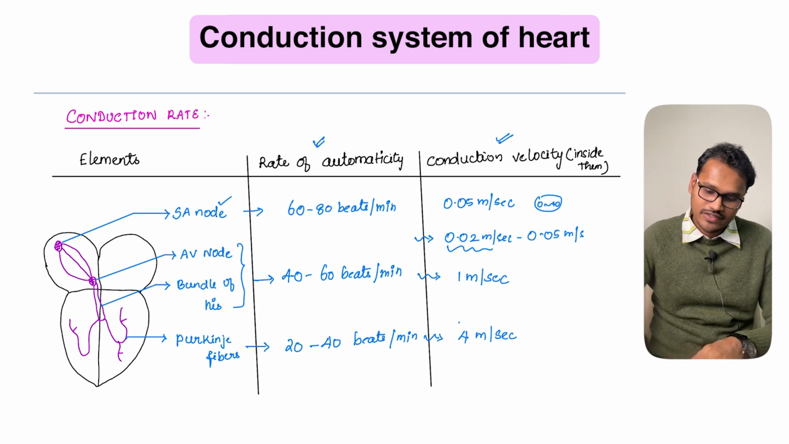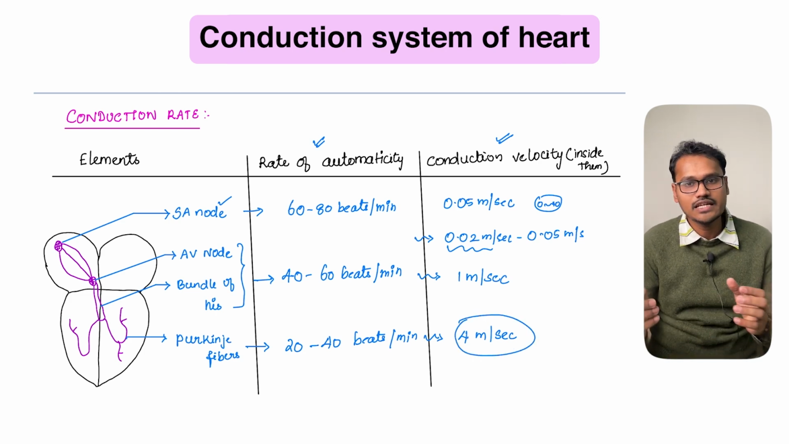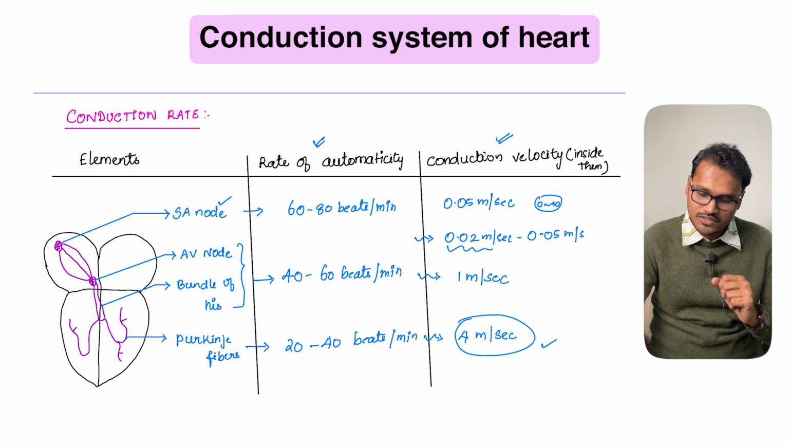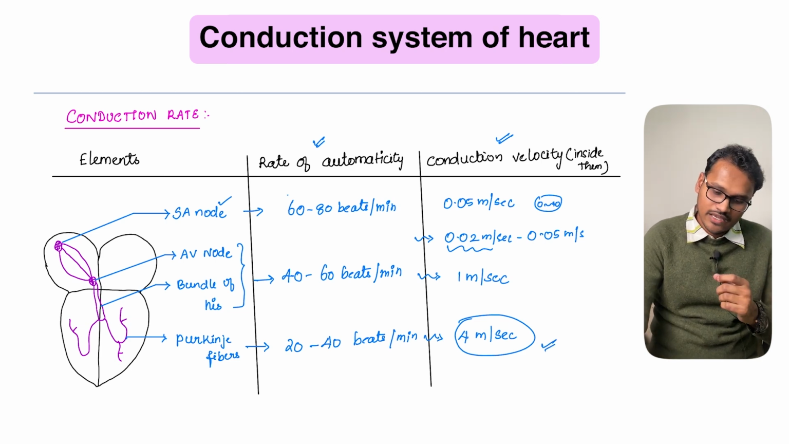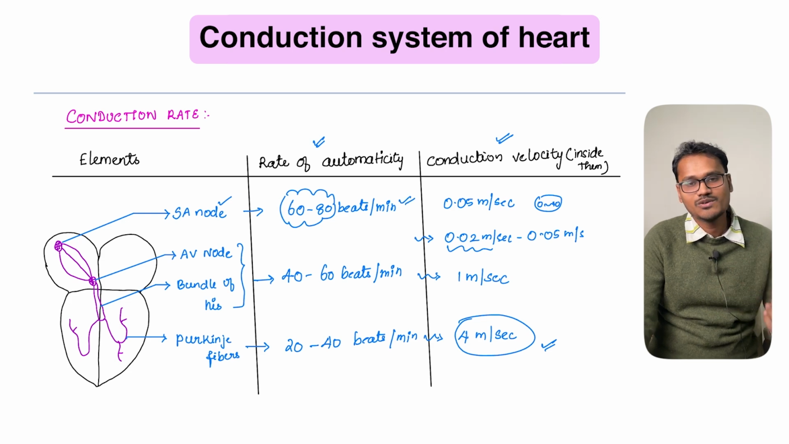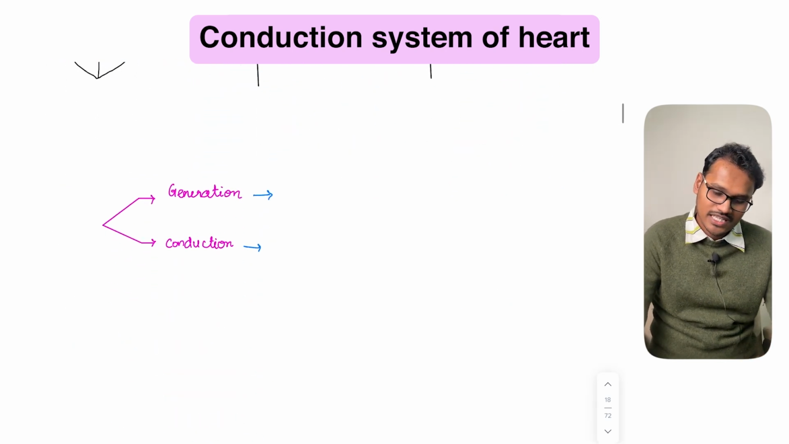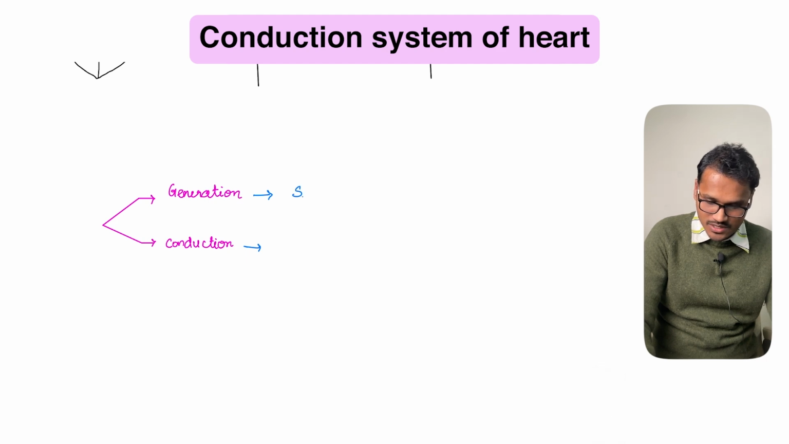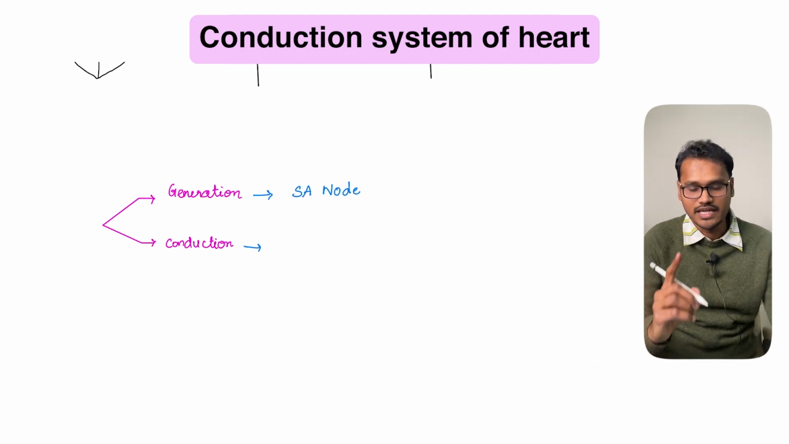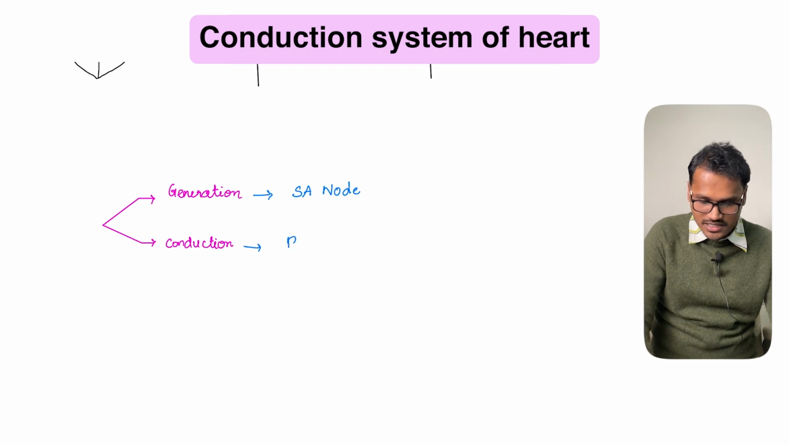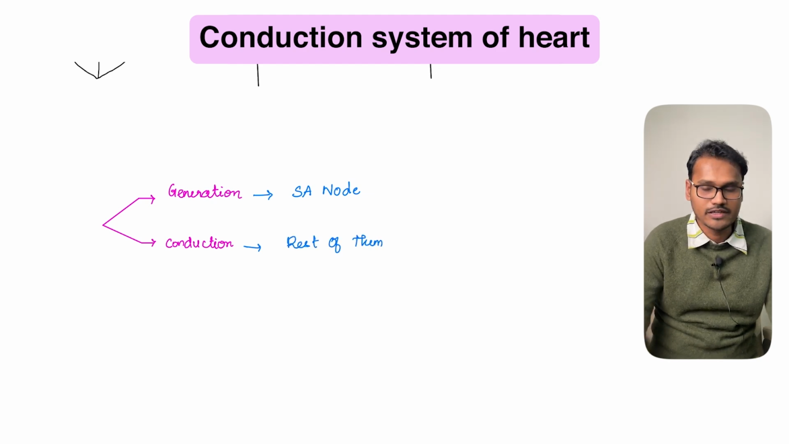So if it is firing at a very fast rate, then all of them can work and contract at the same time. That is why the Purkinje fibers will have the maximum velocity. Whereas for rate of automaticity, as you can see here, the SA node has the highest rate of automaticity. So the generation is done by the SA node. Under normal circumstances, the generation of impulse is done by the SA node, whereas the conduction is done by the rest of the fibers.